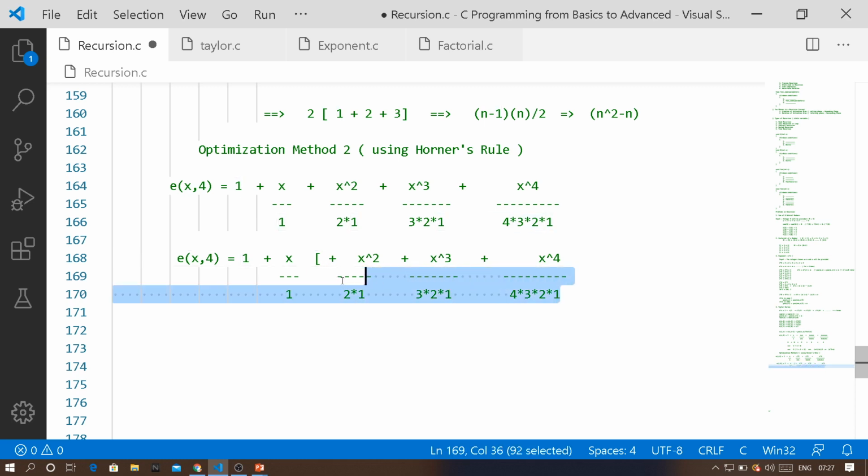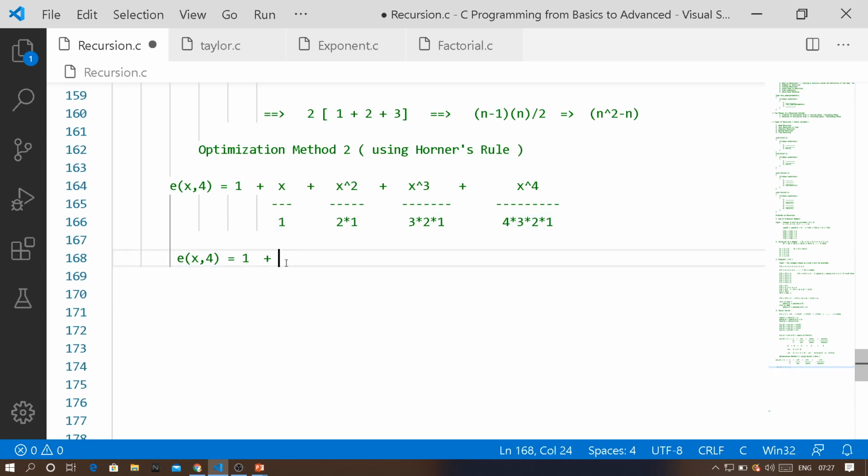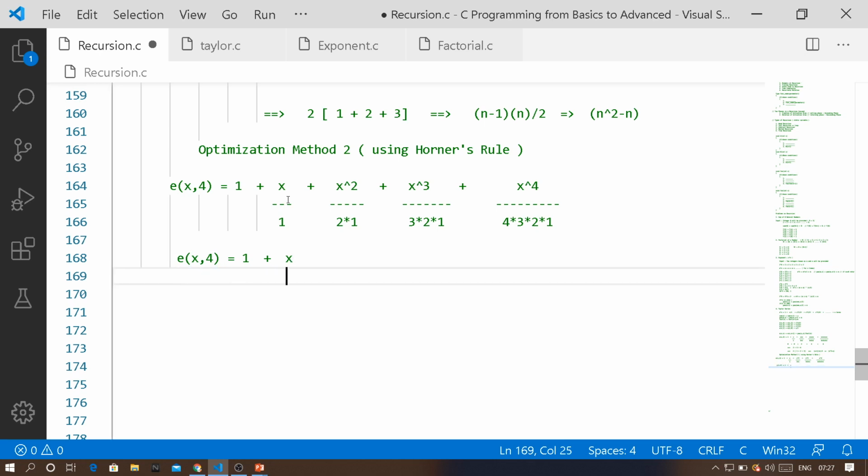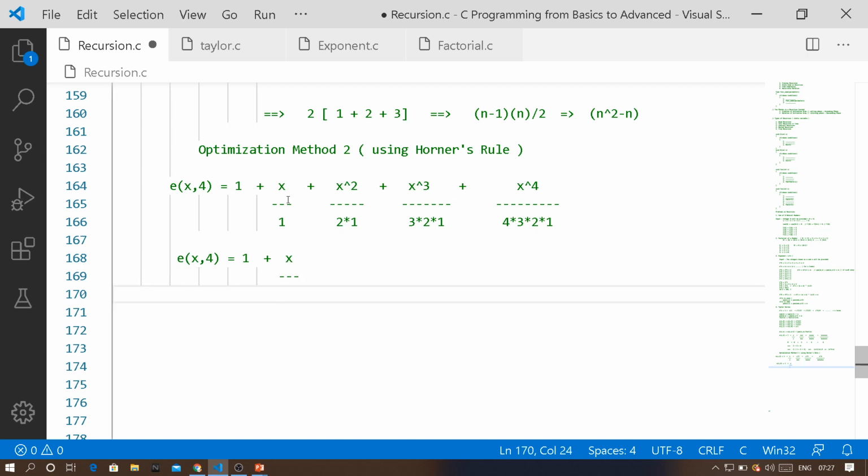Okay, I'll just show you from scratch. So 1 plus, now what I'm going to do is we are going to take x divided by 1 common. When x divided by 1 is taken common outside, then draw a bracket, and let me write the remaining terms inside the bracket, because we are taking x divided by 1 common.